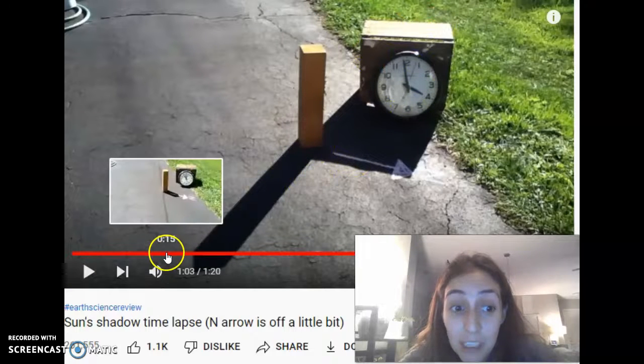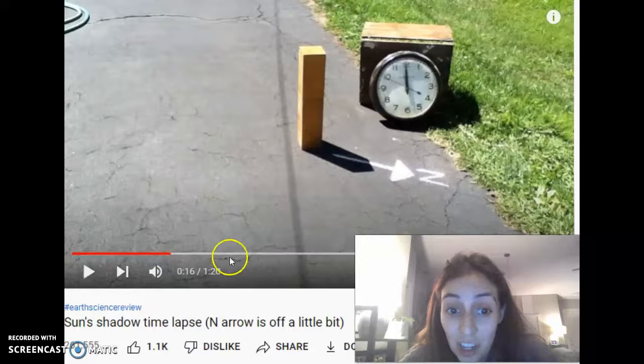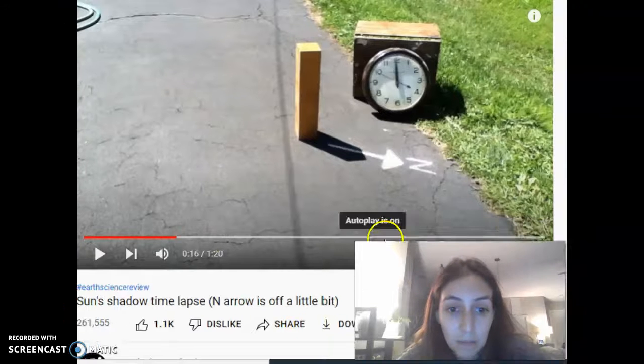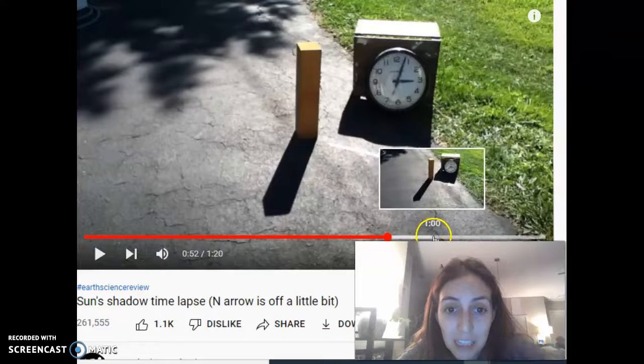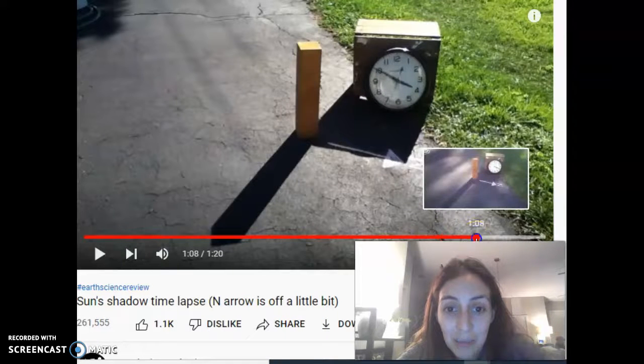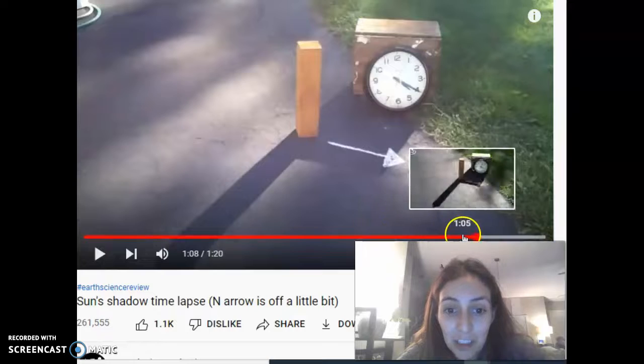So remember how it was at noon? Look how teeny tiny the shadow was. And then as I go to approaching almost 6 p.m., which is right about here, look how long my shadow is.